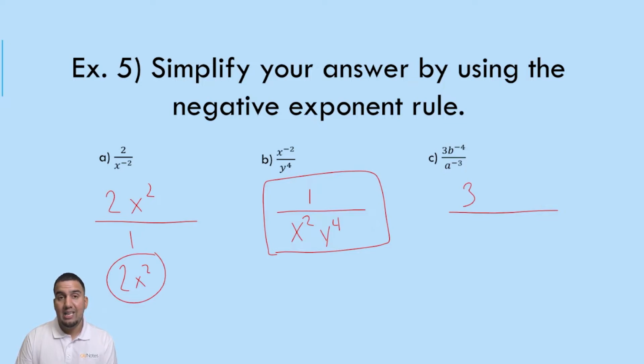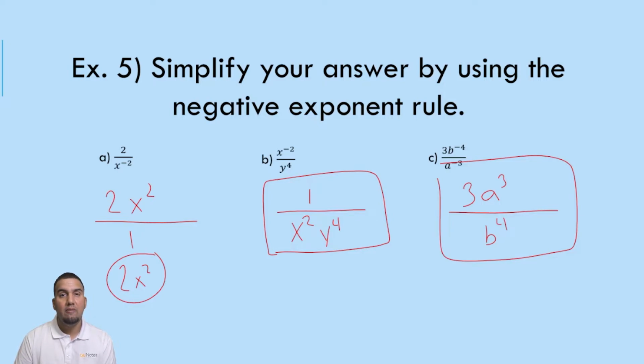But I'm going to go to my a to negative 3, because remember, alphabetical order. A to negative 3, I don't like a in the bottom, so where's it going to go? It's going to go on top. Where? Next to the 3. But then I have a b to negative 4 on top. I can't have that, so where's it going to go? It's going to go to the bottom. And now, that's my final answer: 3a to the cube over b to the 4th.